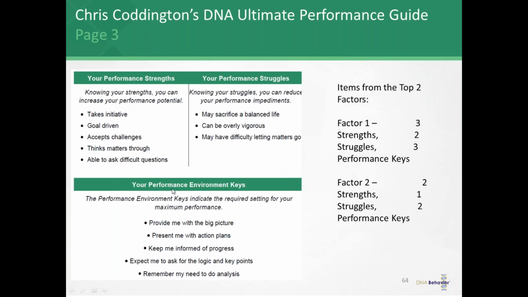And then for the performance environment keys, which is more about how the person wants to be related to, we pull out 3 communication keys from the strongest trait, and then 2 communication keys or performance environment keys from the second strongest trait.